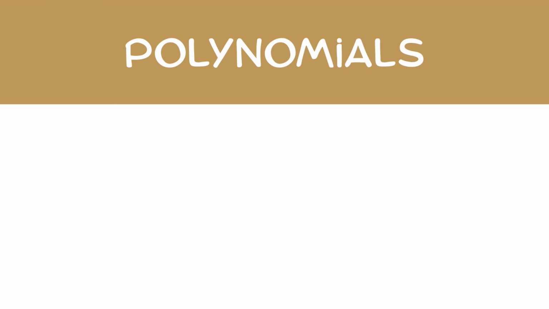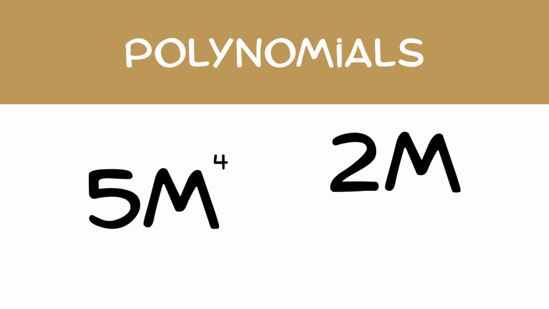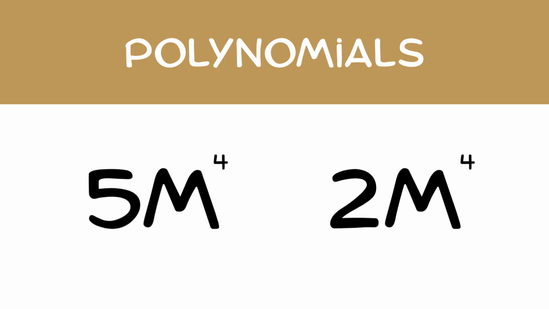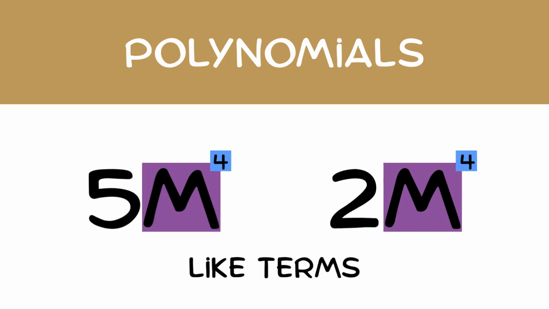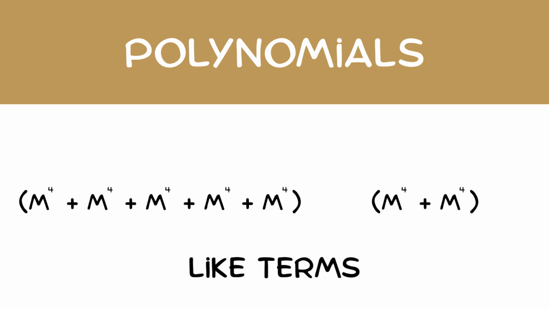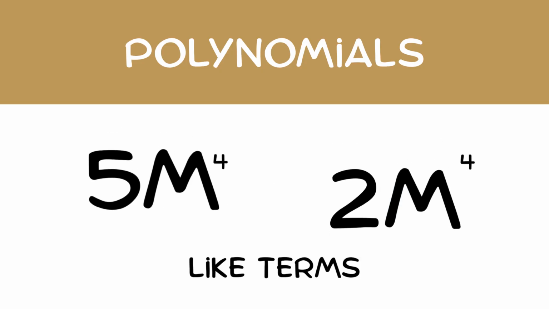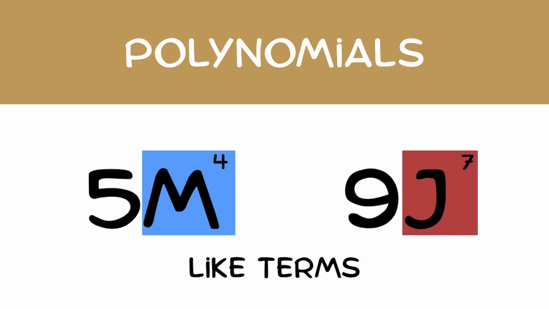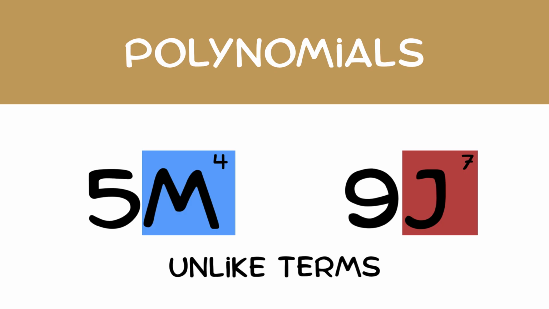Let's look at these two terms, 5m to the 4 and 2m to the 4. These are known as like terms, as they both share the same variable and exponent. This means that if I were to expand the coefficients like this, I could easily add or subtract them together because they share the same value. However, any terms that do not share the same variables or exponents are known as unlike terms, and they cannot be added or subtracted together.